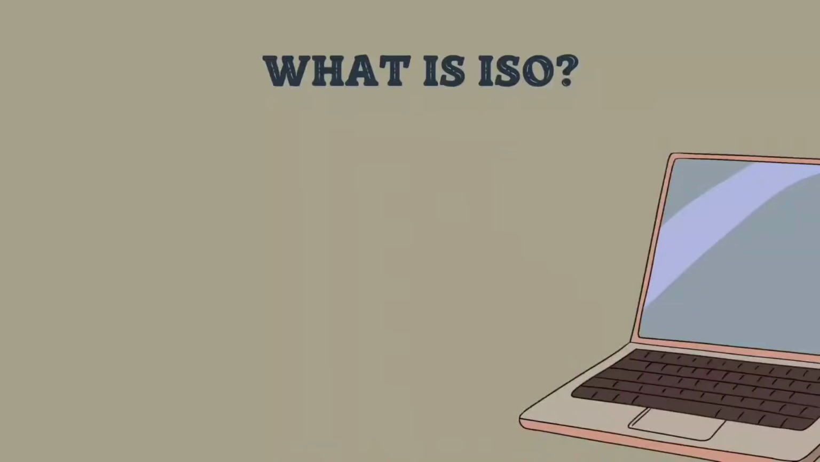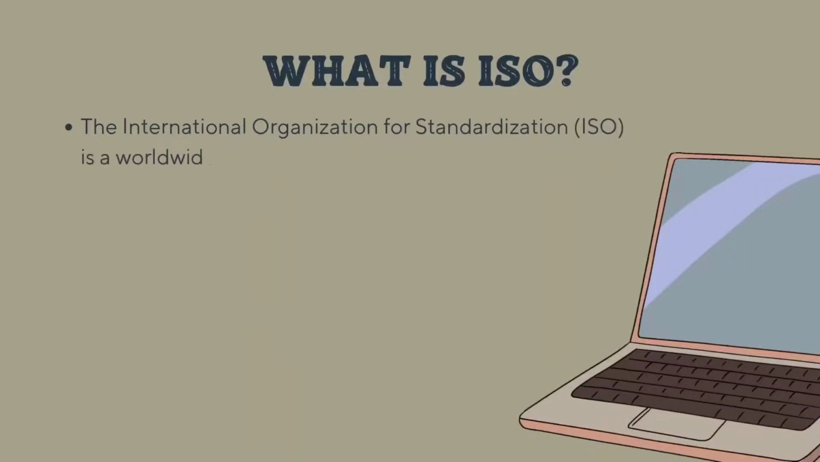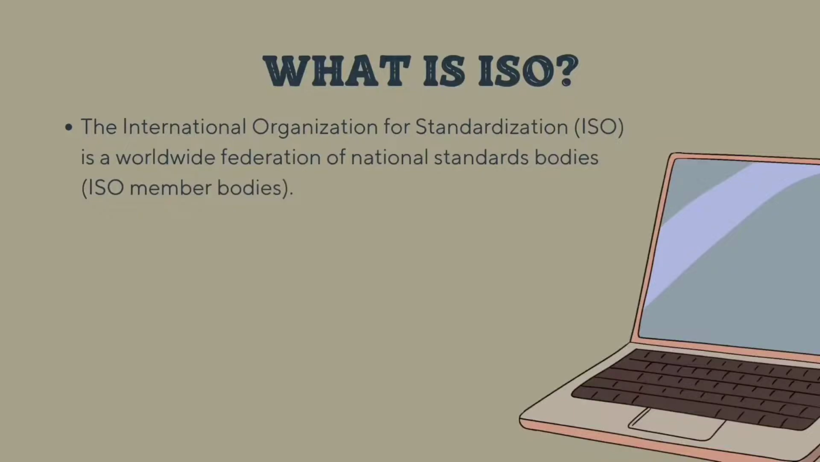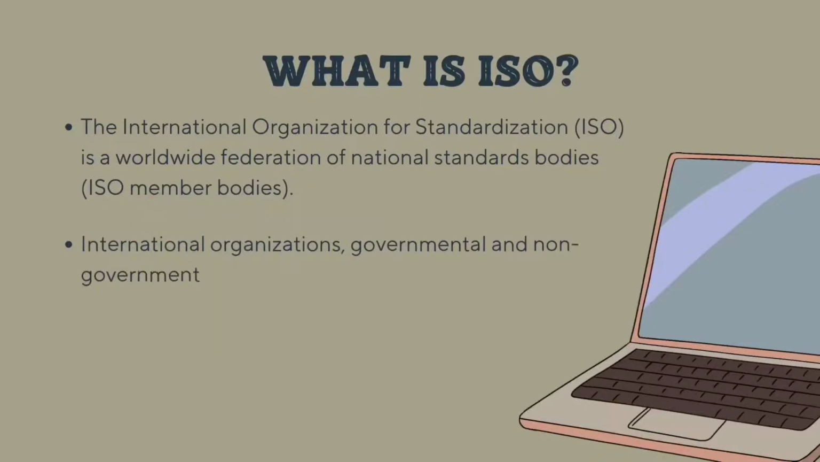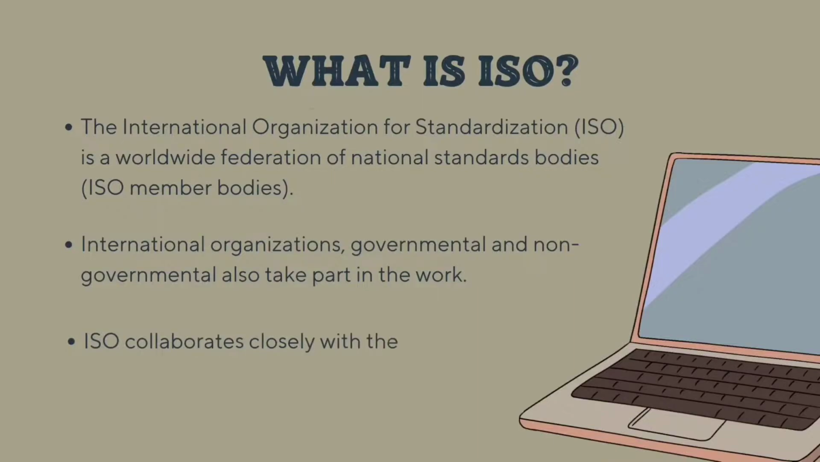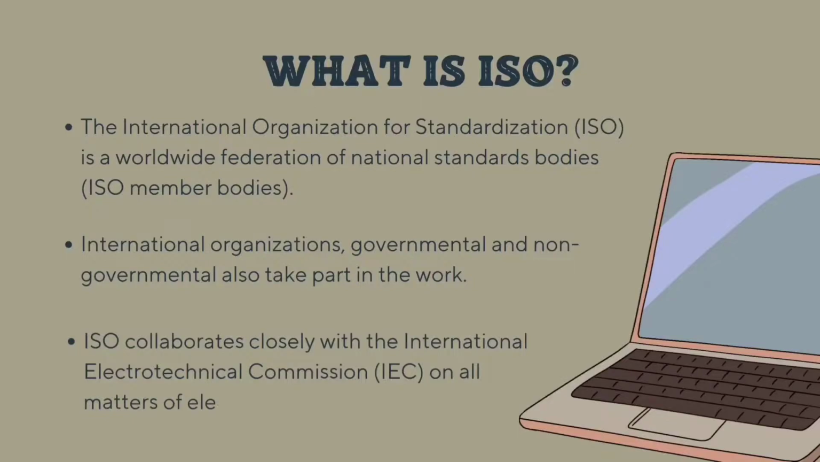What is ISO? ISO stands for the International Organization for Standardization. The International Organization for Standardization is a worldwide federation of national standards bodies that are ISO member bodies. The work of preparing international standards is normally carried out through ISO technical committees. Besides, international organizations, governmental and non-governmental, in liaison with ISO, also take part in the work. ISO collaborates closely with the International Electrotechnical Commission, IEC, on all matters of electrotechnical standardization. International standards are drafted in accordance with the rules given in the ISO/IEC directives, Part 3.